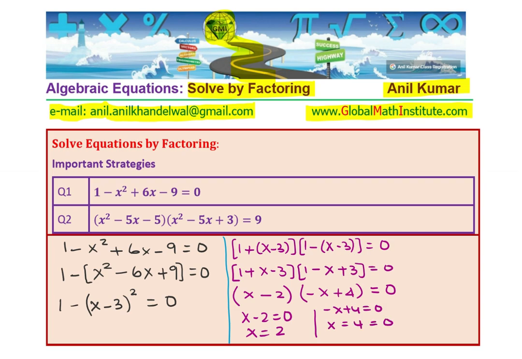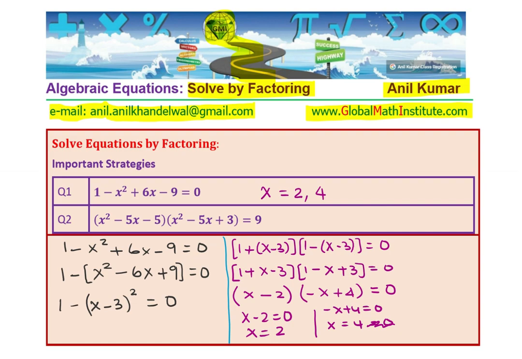Is that clear to you? So we do get two solutions, and these are x equals 2 and x equals 4, right? So these are the two solutions for our first equation. So I hope the concept is absolutely clear, right? You can verify the result also.